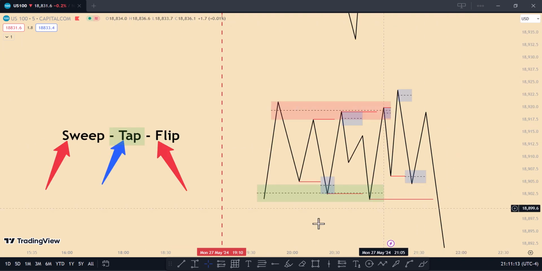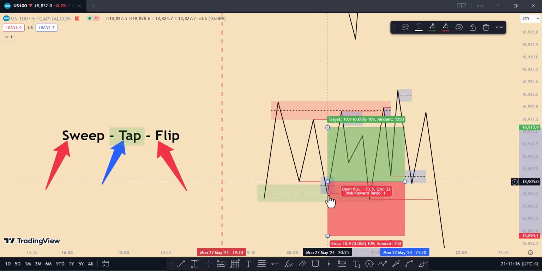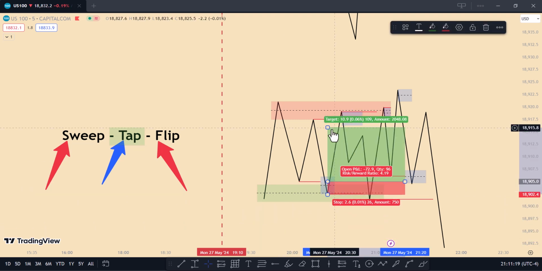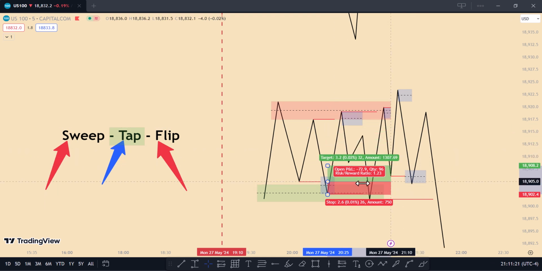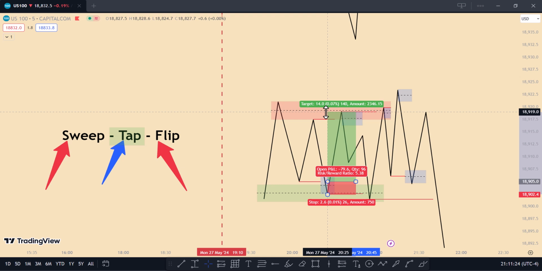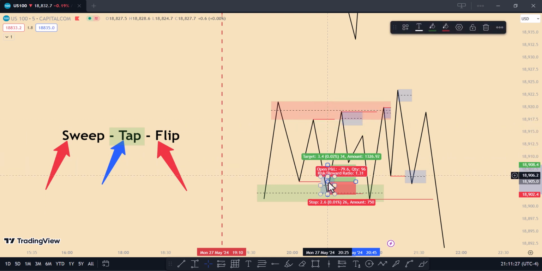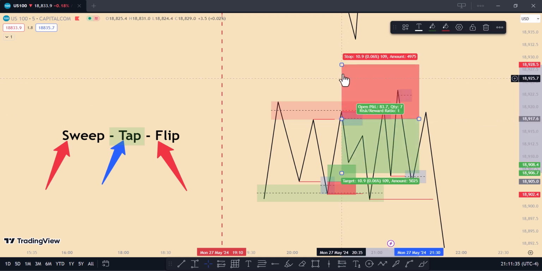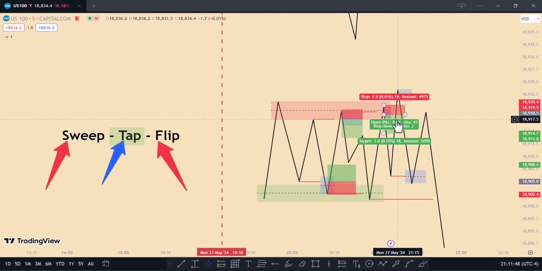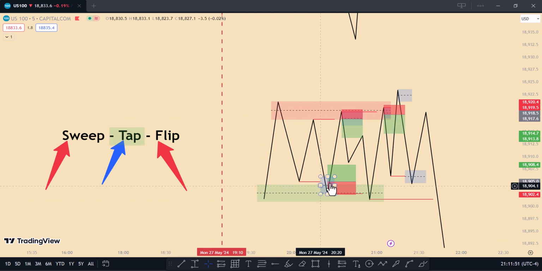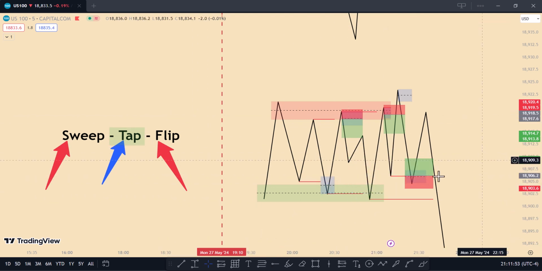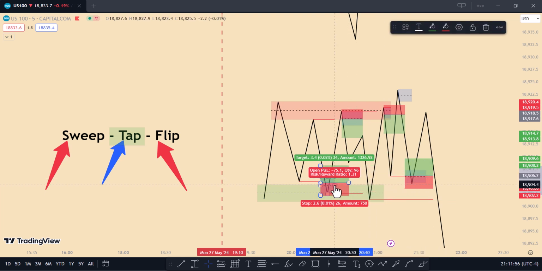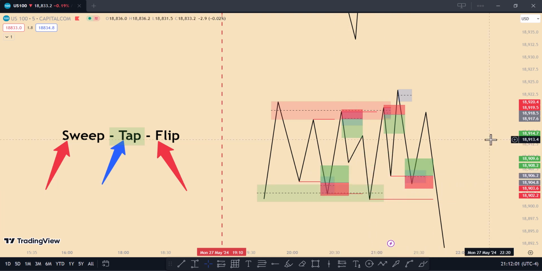If we put the RR tool, this could be your entry right here. This could be the first entry. I don't like to target this, no, because price can trade higher and then one more time sweep the low. So don't be greedy, especially in the range. You can have another entry from here, another entry from here after the sweep of the top and the flip, another entry from here. So basically you can take longs and shorts at the same time. And this is how you can trade ranges.